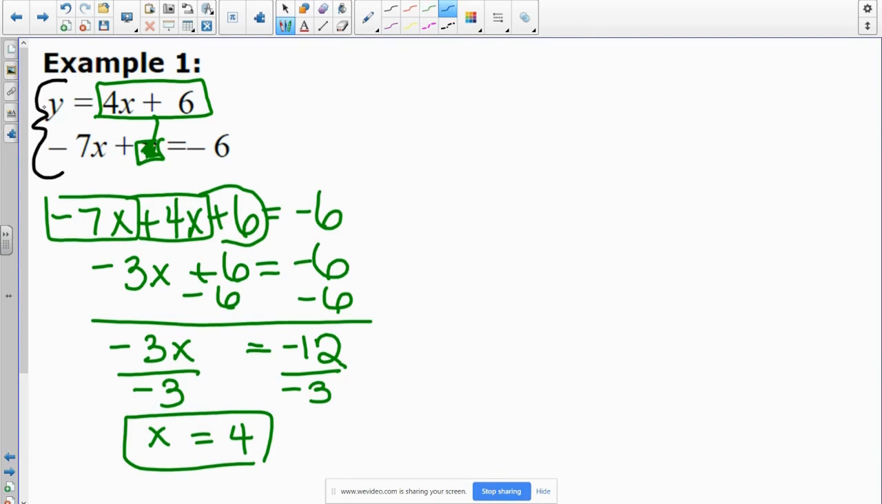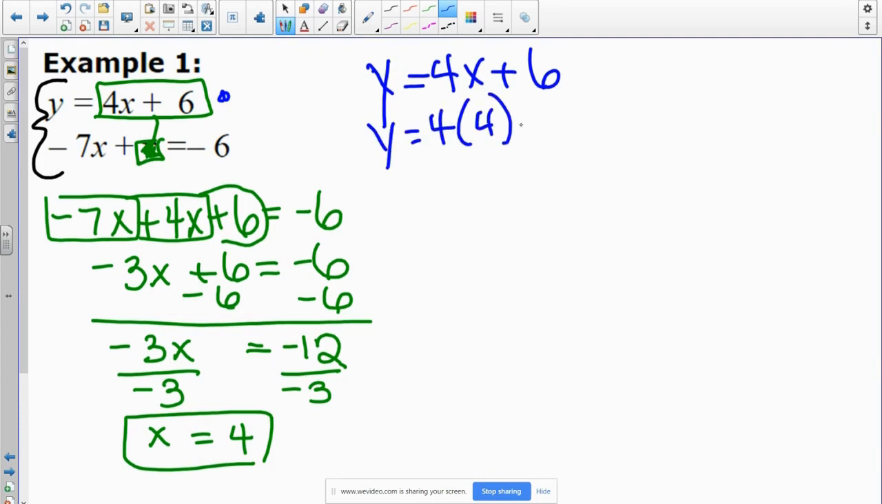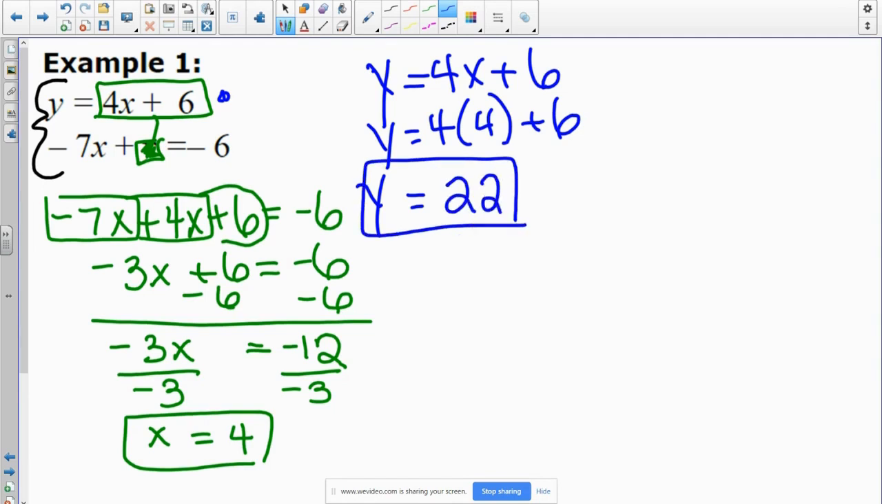So now I know the x. I'm going to use that first equation, the one I did not substitute into. So I have y equals 4x plus 6. And now I know that x is 4. So I can, again, substitute the 4 in for x and solve. So 4 times 4 is 16. Add a 6 is 22. So now I know what the x value and the y value is that satisfies both these equations.